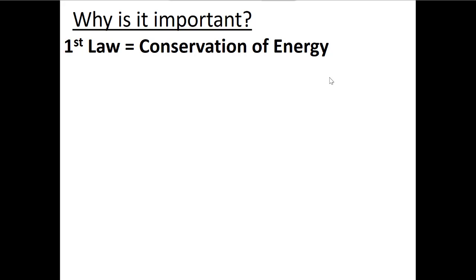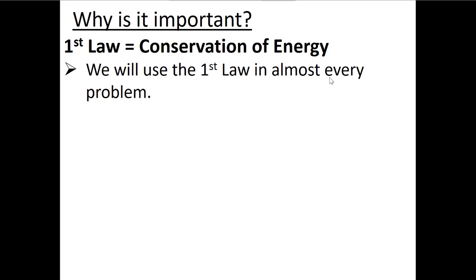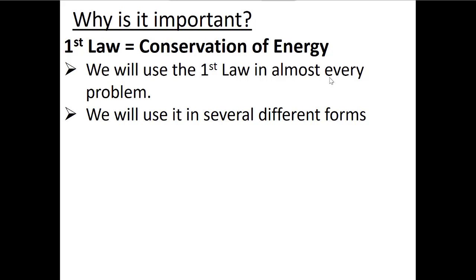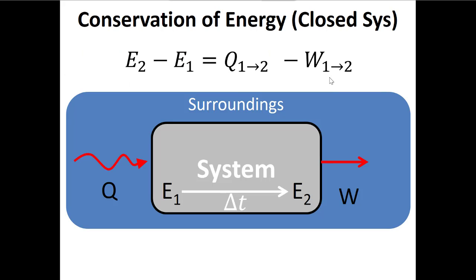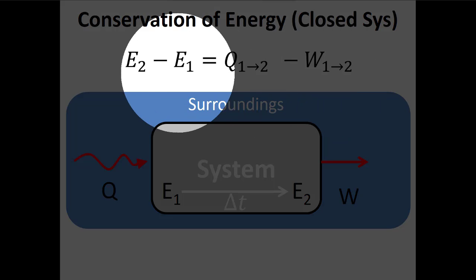So the first law is important because it helps us understand what's going on in the world around us. In this class, which is a class really about conservation of energy, you'll use the first law in basically every problem that you do. You'll use it in several different forms, the first of which is on closed systems like we see here. But even when we start to go to open systems and we allow mass to move in and out of our system, the concept is still the same, that we're going to conserve energy. So for closed systems and closed systems only, we're going to use this equation.